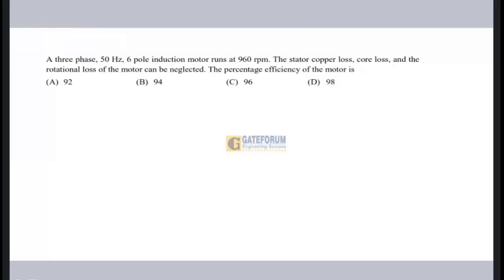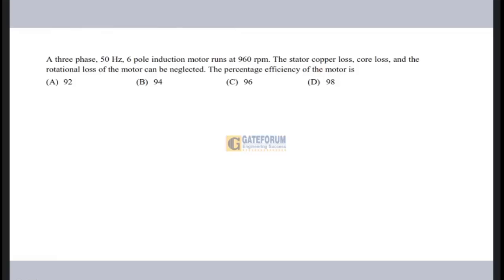Hello students, so this particular question was asked from the electrical machine section in your GATE 24 EE. In this question they are asking that a 3-phase 50 Hz 6-pole induction motor runs at 960 rpm. The stator copper loss, core loss and the rotational loss of the motor can be neglected. The percentage efficiency of the motor. So very simple question it is.